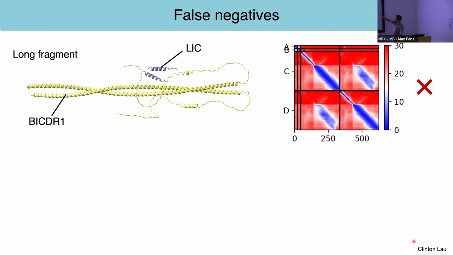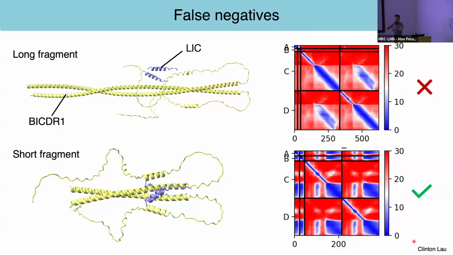And for something like this, a false negative, you can get lucky and play around with the way you fragment it, and now you can get something that has a nice PAE. Somehow it's not as distracted by the other residues, I guess, in this prediction. So it's worth playing with the different options to see if you can entice it to properly predict these things.